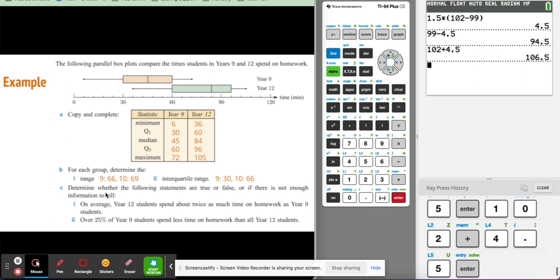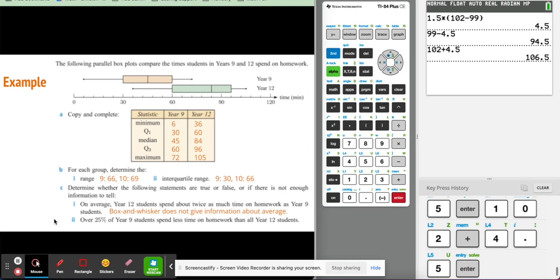Okay, next up. Determine whether the following statements are true or false, or if there is not enough information to tell. The first statement: on average, grade 12 students spend about twice as much time on homework as grade 9 students do. Now for this statement, they're telling us on average. Box and whisker plots do not give us any information about average. The only information we have is minimum, Q1, median, Q3, and maximum. So for this one, we do not have enough information to talk about what happens on average.